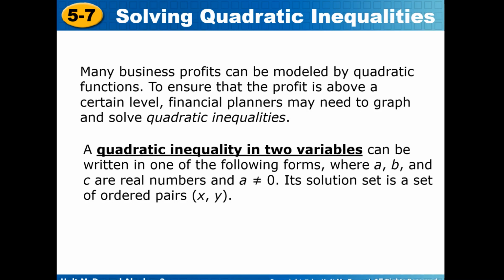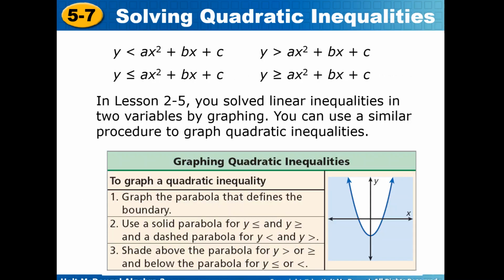A quadratic inequality in two variables can be written in one of the following forms, where a, b, and c are real numbers and a is not equal to 0. Its solution set is a set of ordered pairs (x, y). Here you see some situations that would be inequalities. You can see y could be less than ax squared plus bx plus c, or y could be greater than that. Y could also be less than or equal to ax squared plus bx plus c, or y could be greater than or equal to.